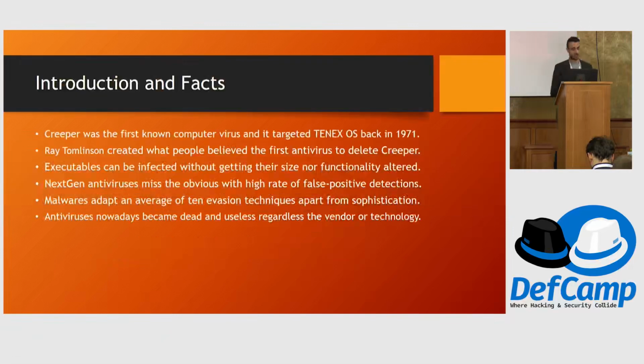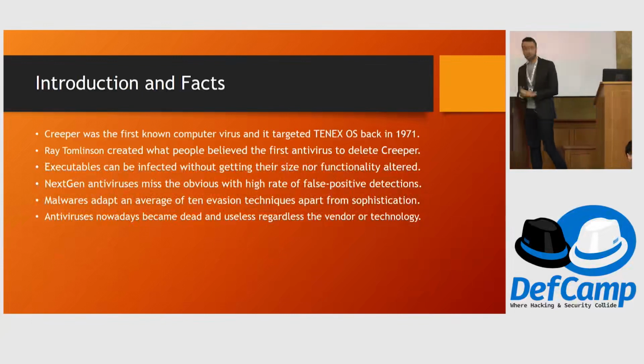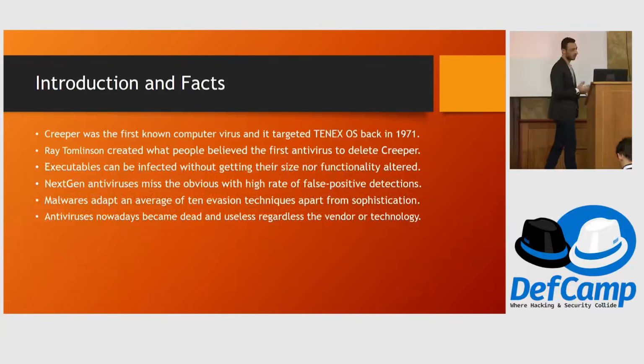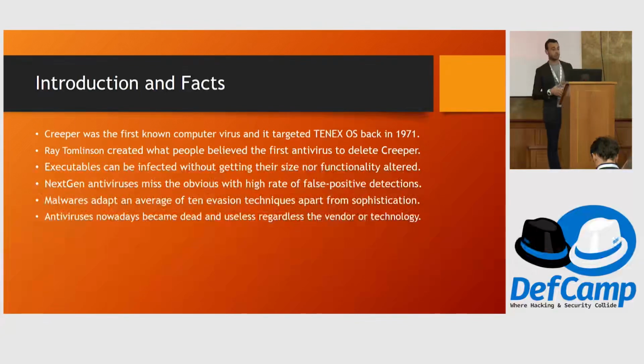Okay, let's start. So basically, talking about viruses, malwares, worms, all this kind of stuff. The first one that we ever faced was called Creeper. It's a computer virus which was just targeted at TENEX operating systems. That was back in 1971. Also, Ray Tomlinson created what people believed was the first antivirus to delete this Creeper. Actually, this wasn't the first antivirus. It was a virus to delete the virus. So it was a little misconception.